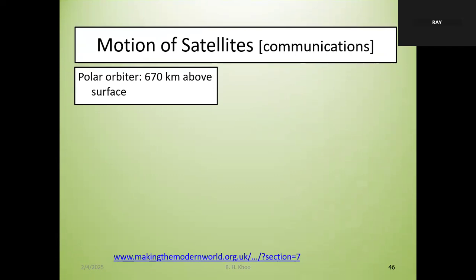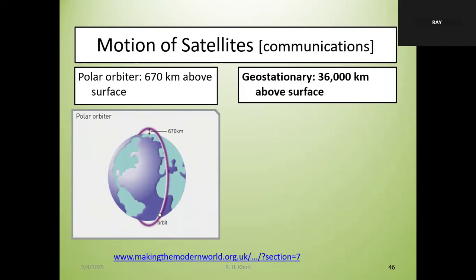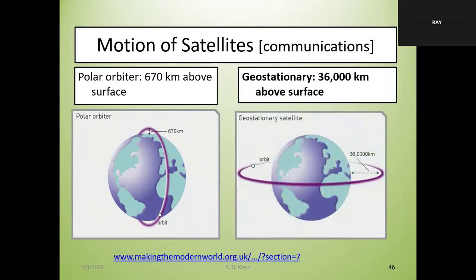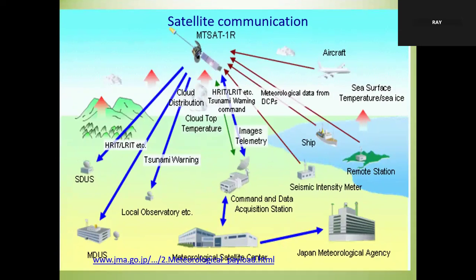Motion of satellite, polar orbit. Polar orbit is 670 kilometers from pole to pole, nearer. Geostationary orbits are a lot further away from the surface. So it means that you have to boost the energy, and you have to boost the signal received from the satellite. So this summarizes for you what are being used.